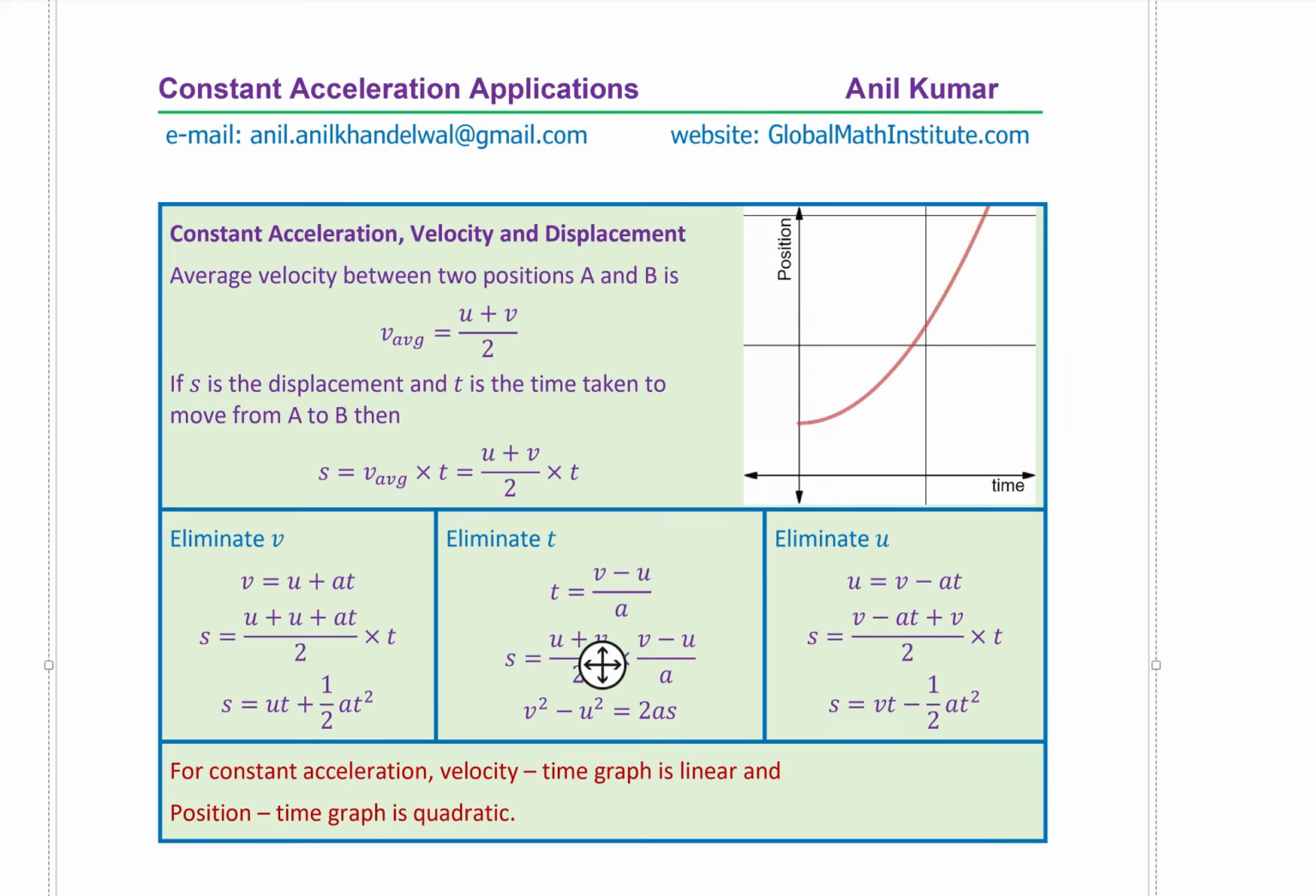Now, from this formula, we will now derive all other formulas, correct? You already know what the average velocity is. Average is initial plus final divided by 2. So we have this average velocity formula, correct? If s is the displacement, which is change in position, and t is the time taken to move from A to B, in that case, what is s? The displacement. Well, the displacement is average velocity into time. Now, since you know average velocity is v plus u over 2, we just multiply by time to get the formula. Correct?